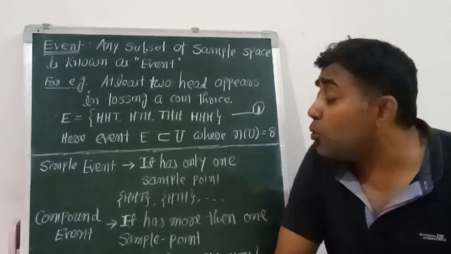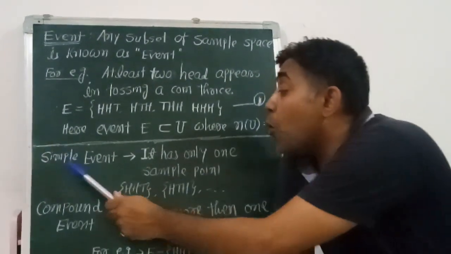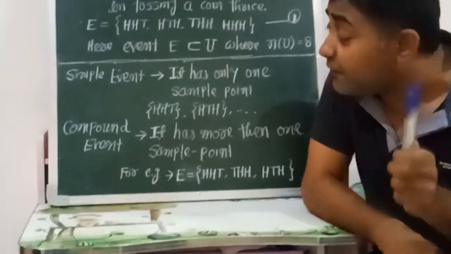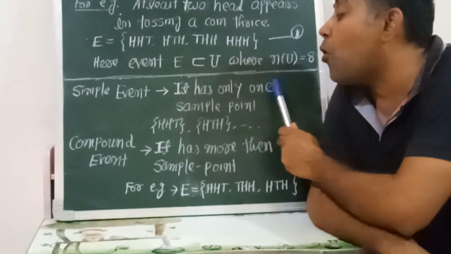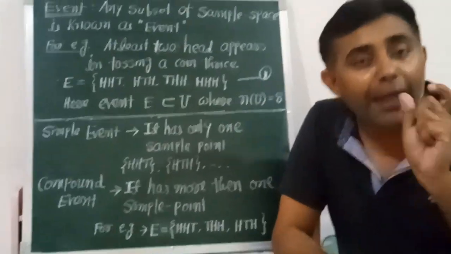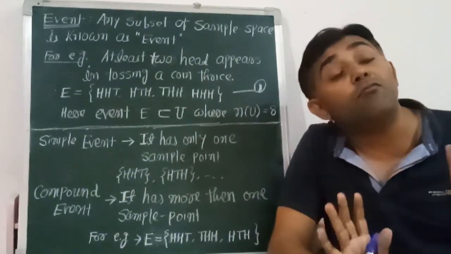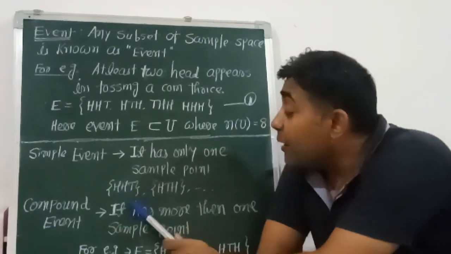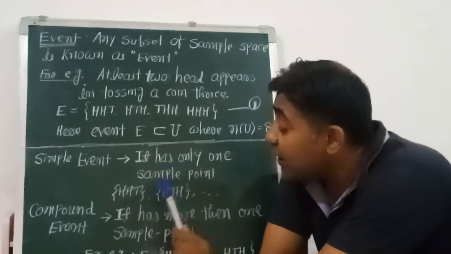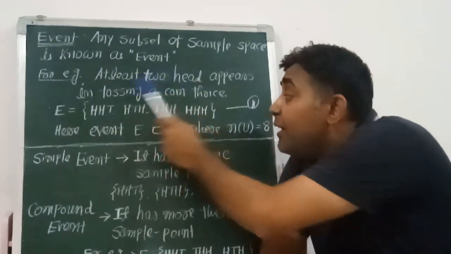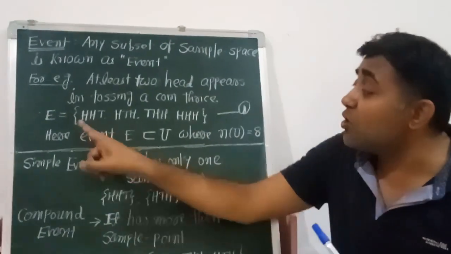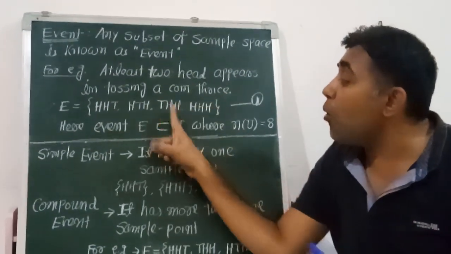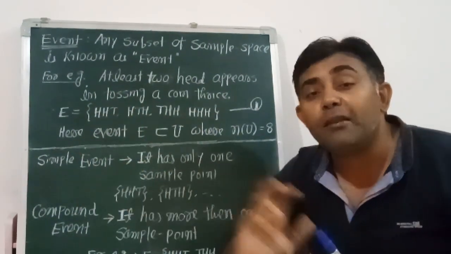Now there are two kinds of events we may say. One is simple event and one is compound event. A simple event is an event that has only one sample point. An event that has only one sample point is known as a simple event. For example, I just write HHT, HTH, THH and HHH. These four are known as simple events individually.